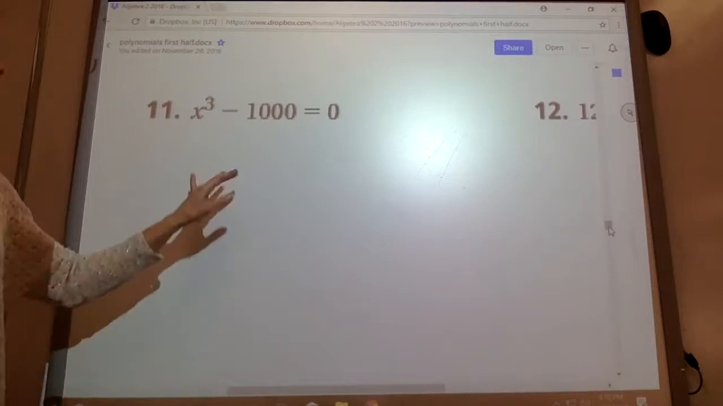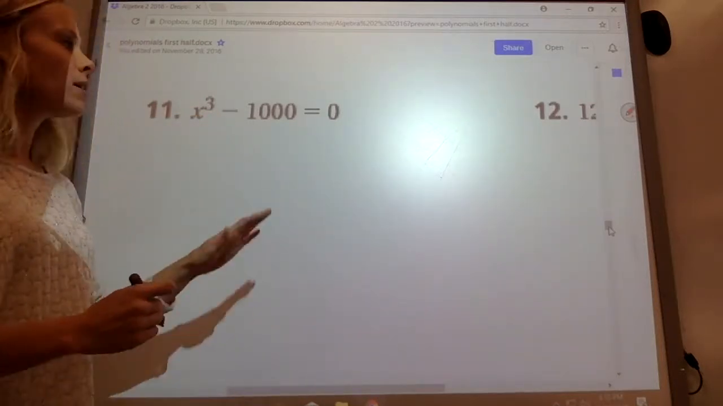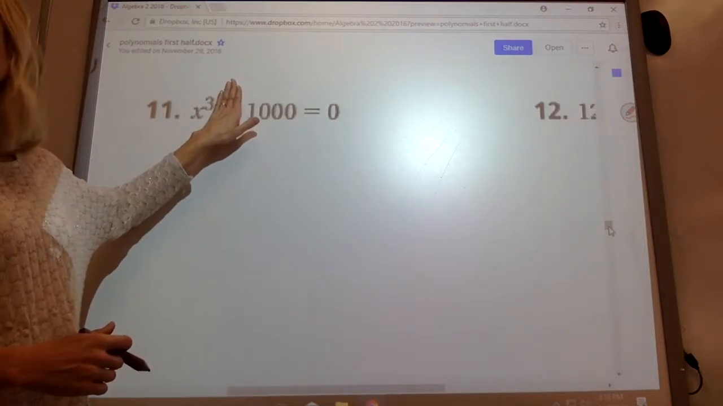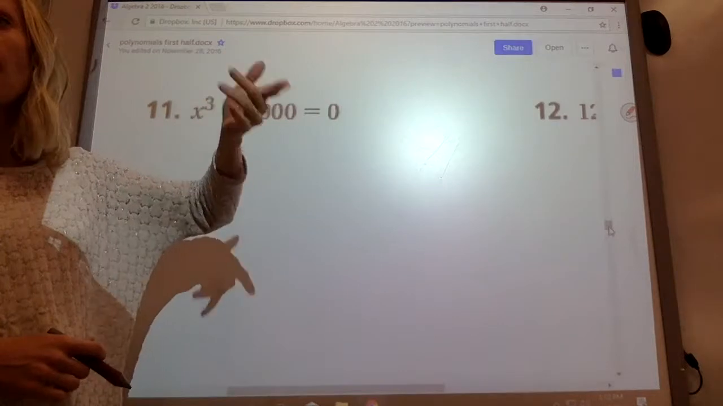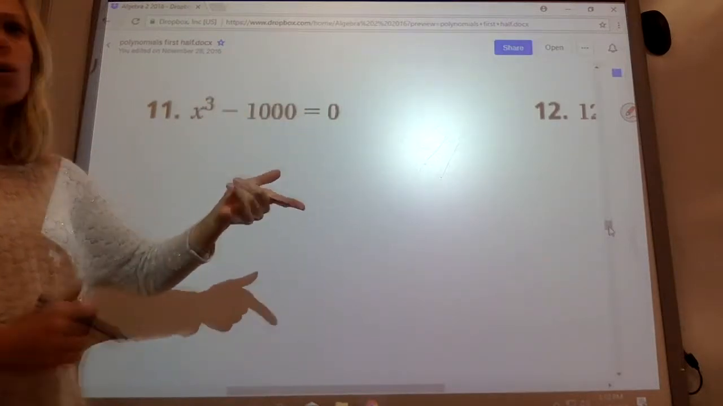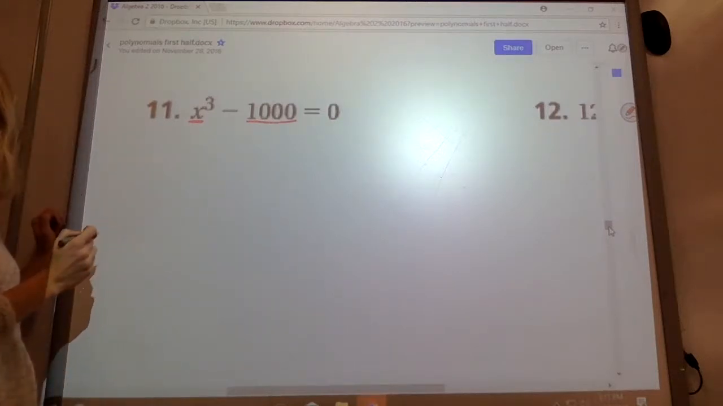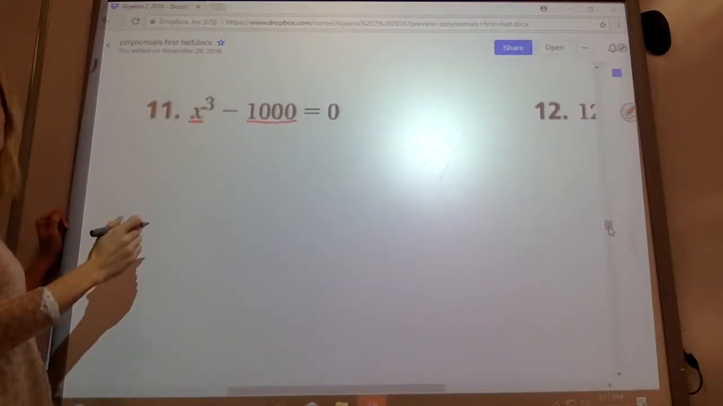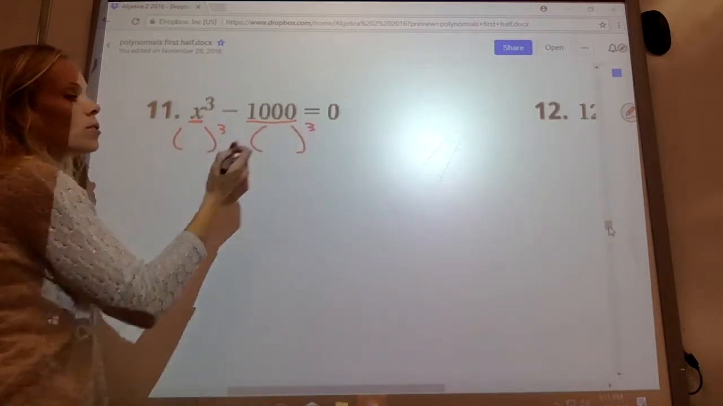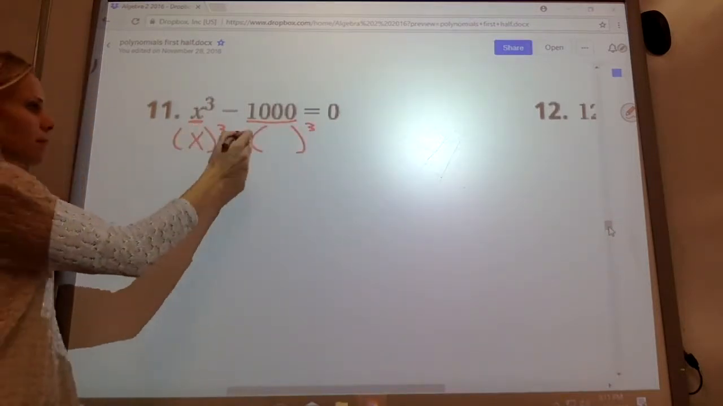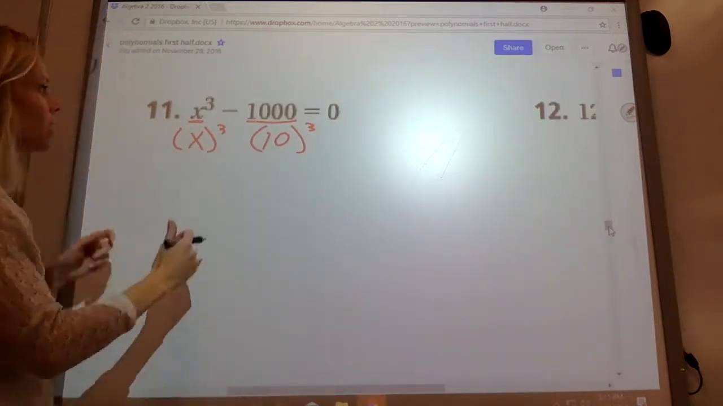Okay. When you're doing subtraction, when you're finding your A and B, you're not going to think of that subtraction as part of your B because your formula will already have that negative in there. So you're just going to look at the x cubed and the 1,000. You're going to ignore that subtraction. So what cubed gives me x cubed? What cubed gives me 1,000? x and 10.